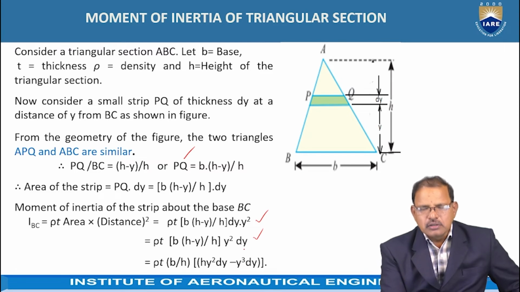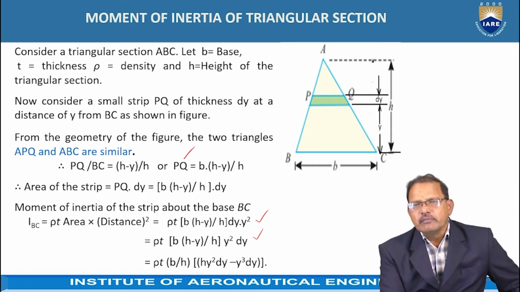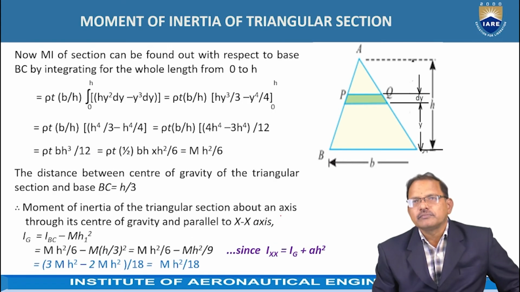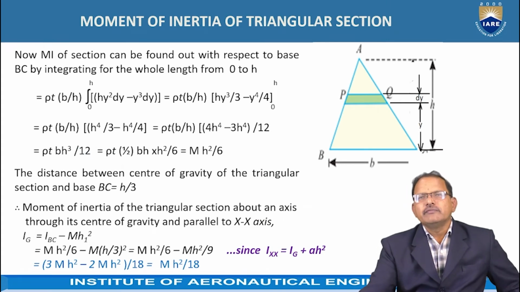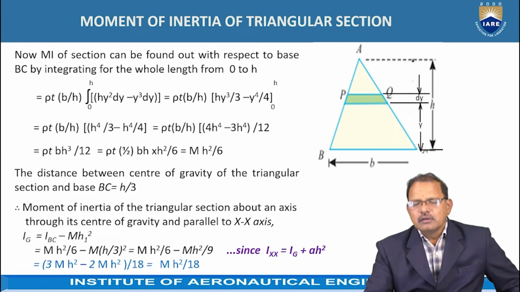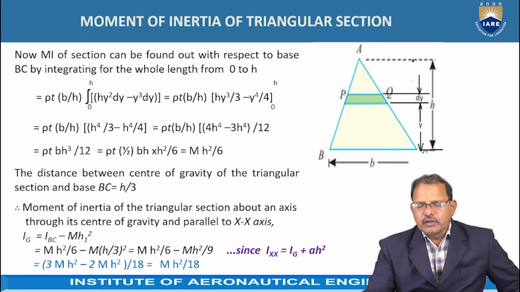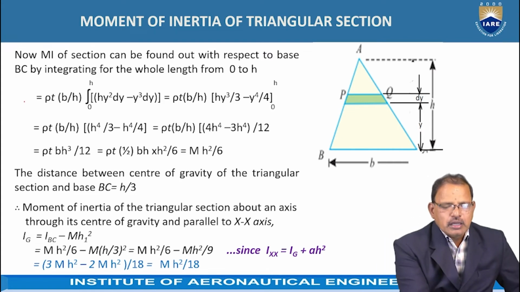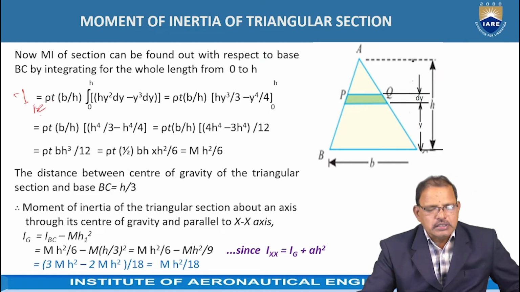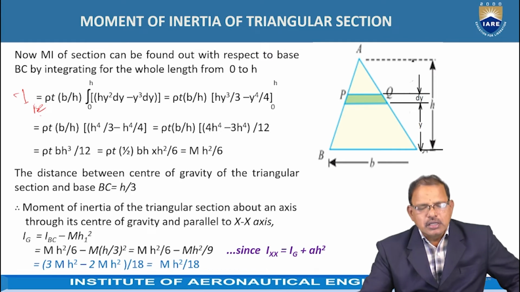Again I am expanding. Here rho T B by H is common, and moreover these are constant values. Expanding, we get H y square dy minus y cube dy. Now the moment of inertia of the entire section is obtained by integrating the above equation from 0 to H. Hence, I BC is equal to rho T into B by H, which are constant values, integral from 0 to H of H y square dy minus y cube dy.